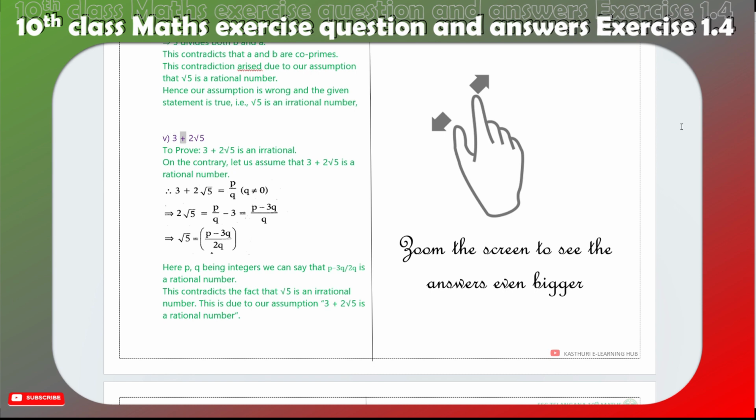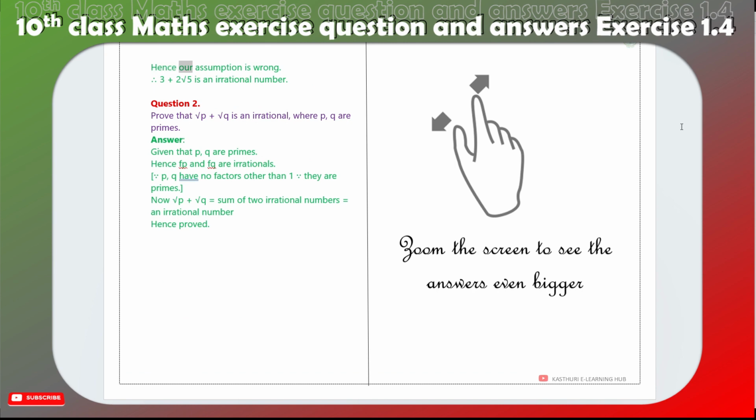5. 3 + 2√5. To prove 3 + 2√5 is an irrational. On the contrary, let us assume that 3 + 2√5 is a rational number. Here p, q being integers, we can say that (p − 3q)/2q is a rational number. This contradicts the fact that √5 is an irrational number. This is due to our assumption that 3 + 2√5 is a rational number. Hence our assumption is wrong. 3 + 2√5 is an irrational number.